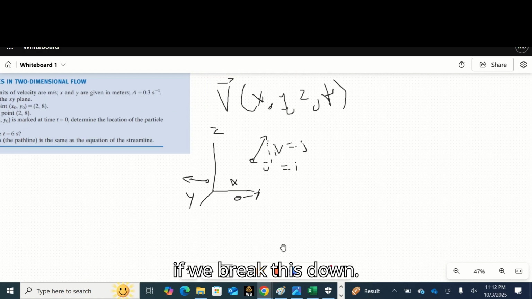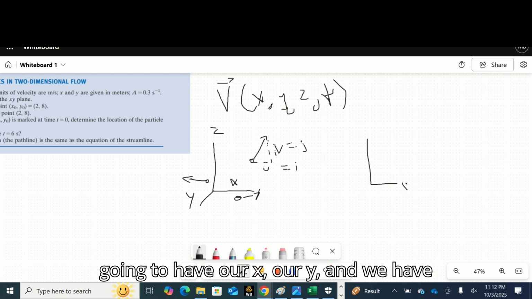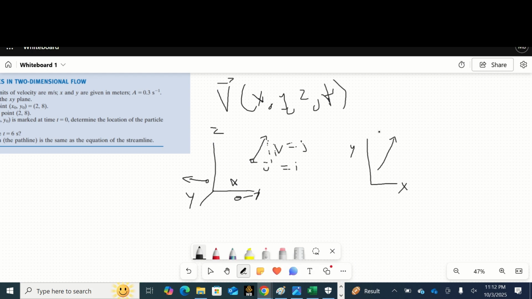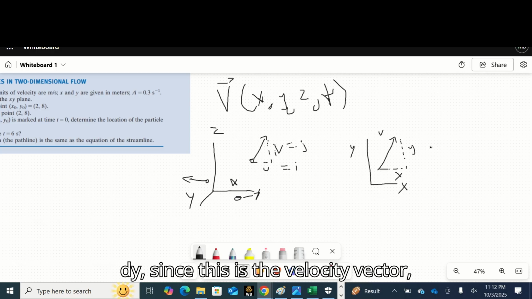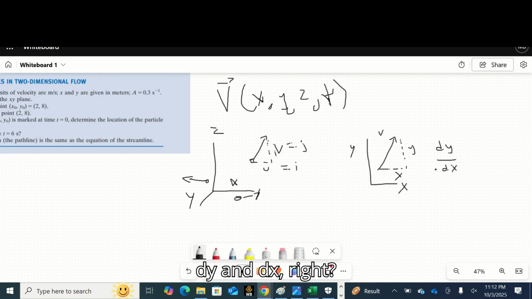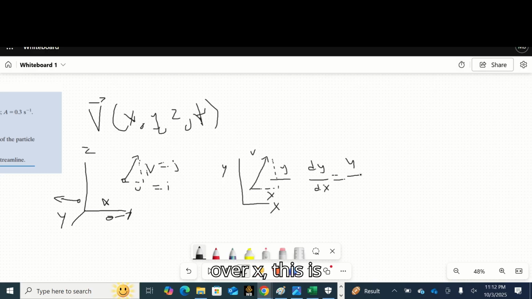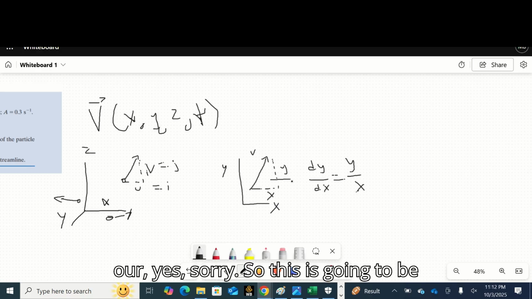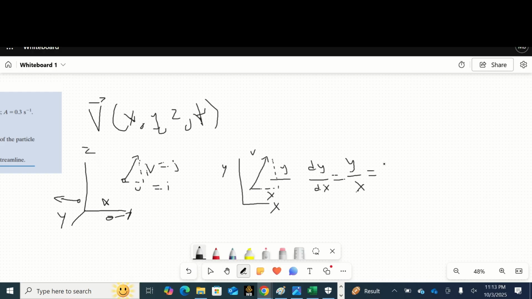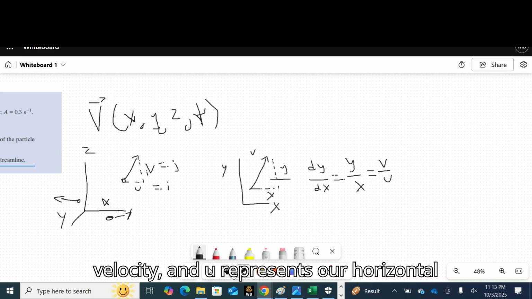So if we break this down and we take a look in a 2D plane, we're going to have our x, our y, and we have our velocity vector. The x and the y components can be modeled as dy and dx, right? And we can actually equate these two. This is just going to be y over x, which is also going to be equal to v and u, where v represents the vertical component of our velocity and u represents our horizontal component of the velocity.